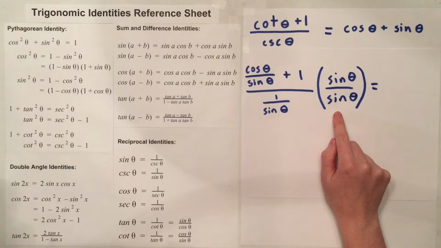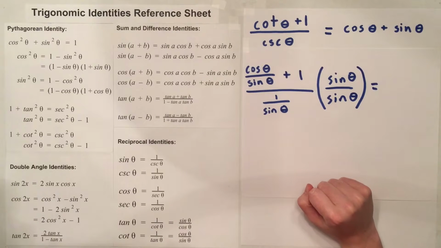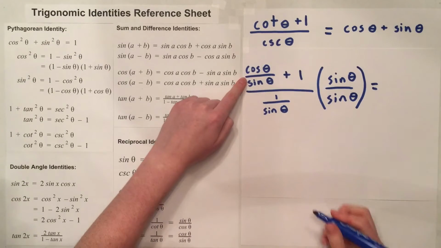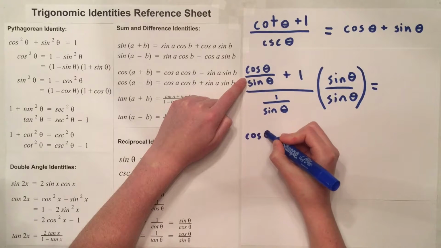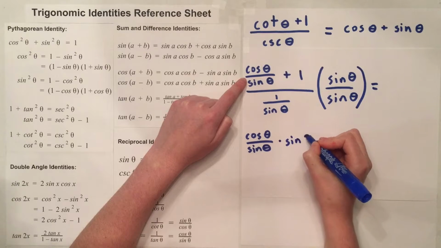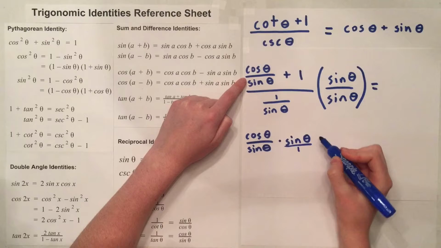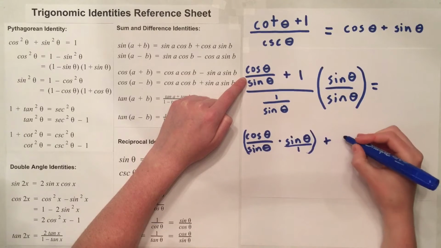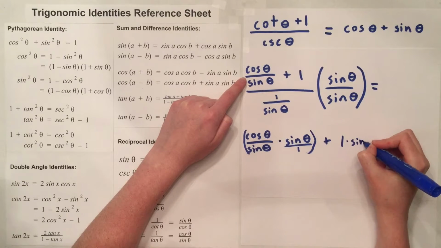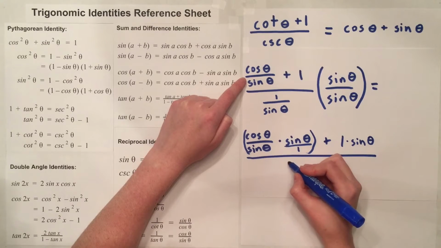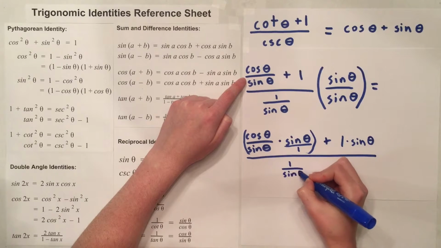So now that I have put sine theta over sine theta, I need to distribute it. I will write out this step so you can see my thought process. I will distribute the top sine theta to the top and the bottom sine theta to the bottom. So I will multiply cosine theta over sine theta times sine theta. And you can think of it as over 1 if that helps you. And I need to multiply sine theta times 1. And on the bottom, I will multiply 1 over sine theta times sine theta.